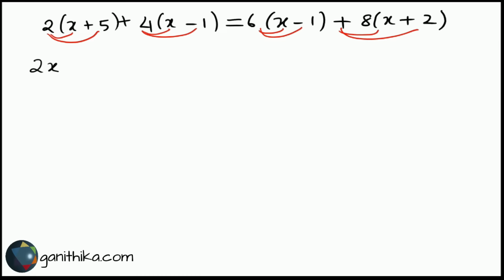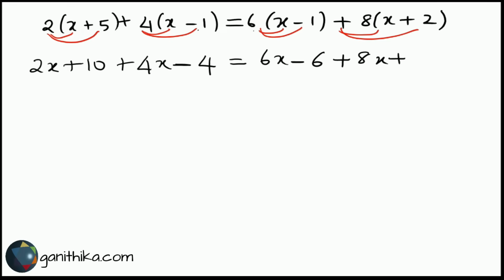So 2x plus 10 for the first term plus 4x, and be careful about the positive negative sign. Here it is minus 4, and put the equal to sign because we are done with the left hand side. We are moving on to the right hand side. So 6x here, and 6 times minus 1, careful about the negative sign, minus 6, and plus 8x, 8 times x, and plus 8 times 2 is 16. So this is what we have.